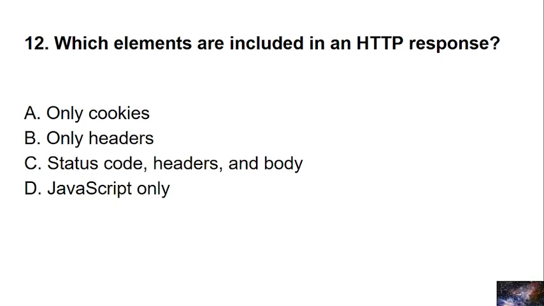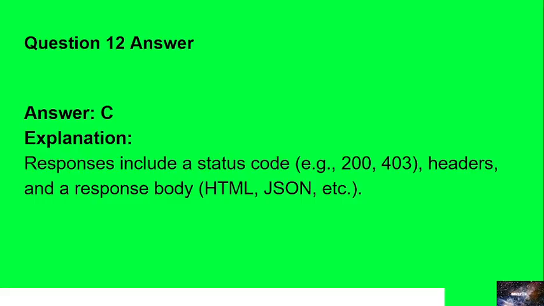If you are familiar with HTTP header, either HTTP request or HTTP response, you should be able to answer this correctly. So let's go to the answer. The answer is C. Response includes status code like 200, 401, 403, 500, headers, and a response body. The response body could be HTML, could be JSON, it could be another format.